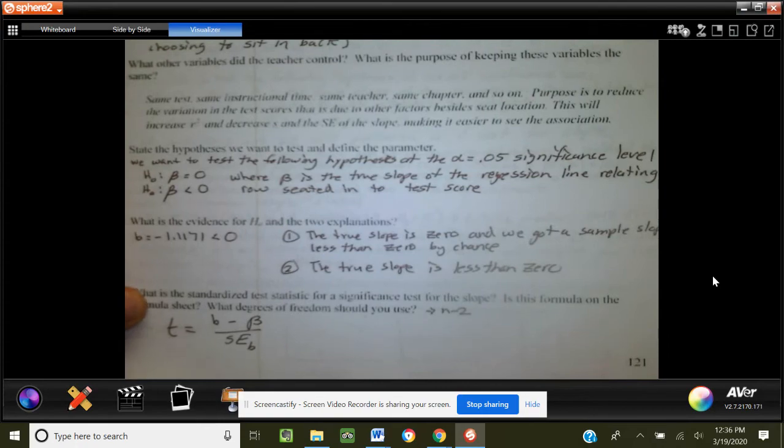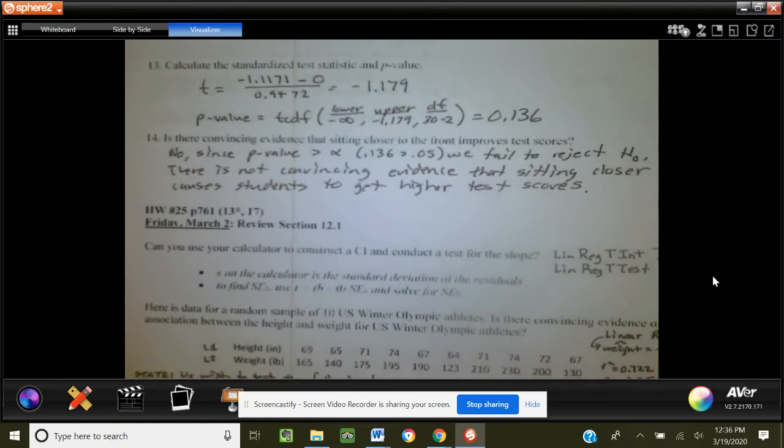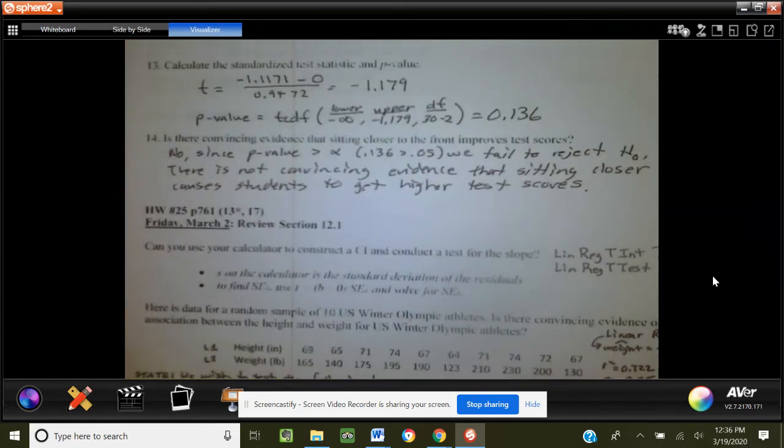So if we go ahead and apply that, we will take our sample slope, negative 1.1171, minus our null hypothesis value of 0, and divide it by the standard error of the slope. Okay. So again, that is right next to the slope itself, 0.9472 in this case. And you get a test statistic.